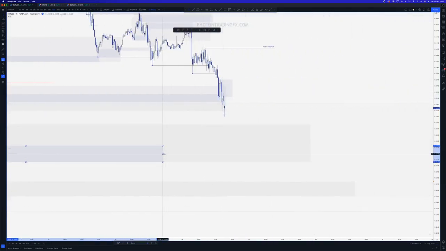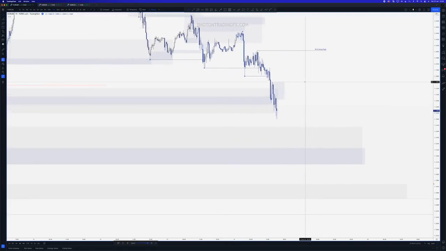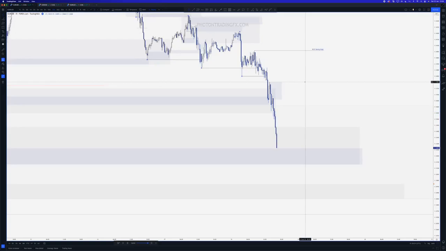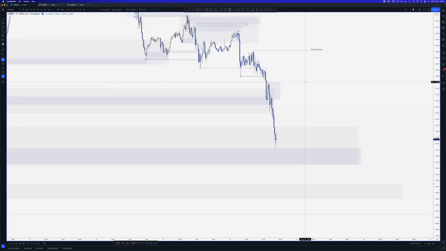So we can look for longs potentially from within here. What's the time? Kind of towards the end of the New York session, yeah. So I'd be done for the day. Wouldn't really be looking for any more entries at this point, and it just continues dying.